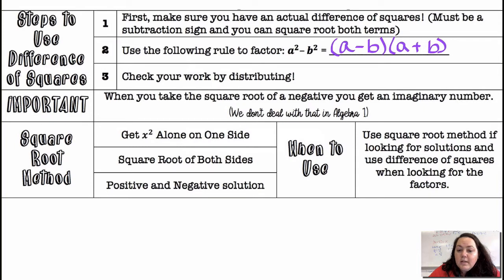When you take the square root of a negative, you'll get an imaginary number. Since we are not going to work with imaginary numbers in Algebra 1, we are just going to say that this is no solution. For the square root method, if we get x squared alone on one side, then we square root both sides, and you're going to have a positive and a negative solution. Use the square root method if you're looking for solutions, and use the difference of squares when you're looking for factors.